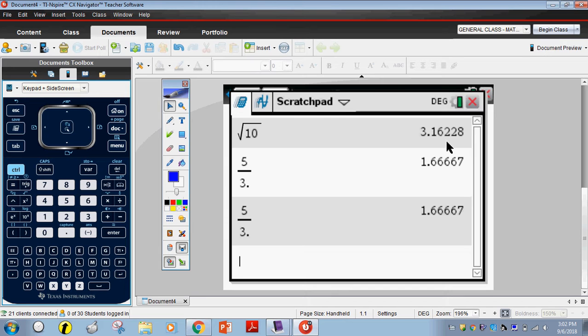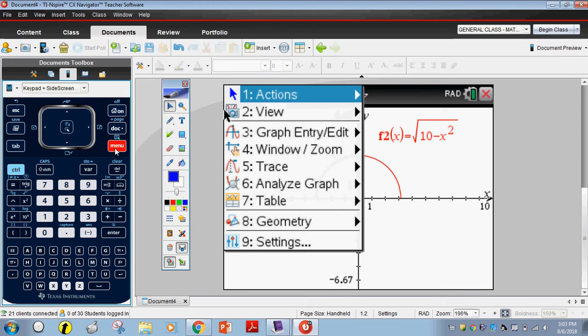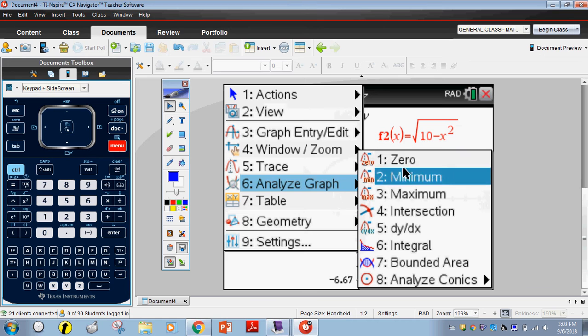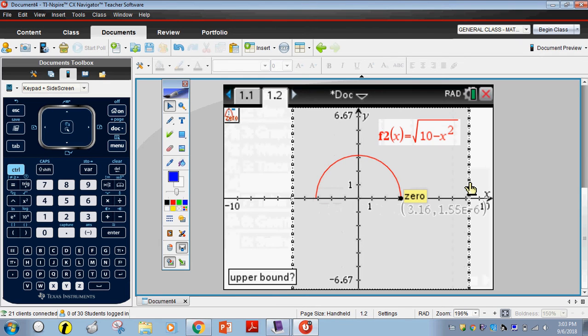It's not 3.5 because it's not halfway in between 3 and 4. So 3.5 would be a little too much. But to double check the value, I press what? Then 1. Here's one answer, 3.16, negative, and then positive 3.16.